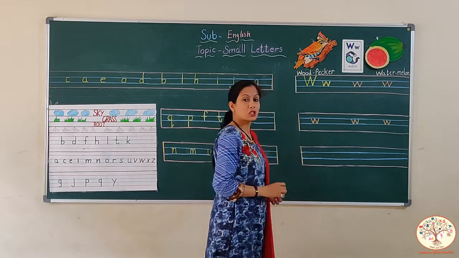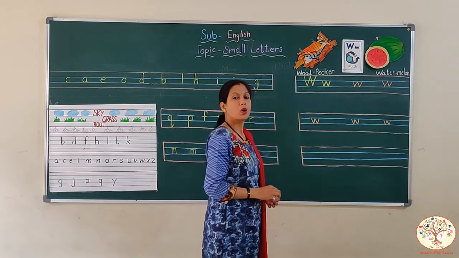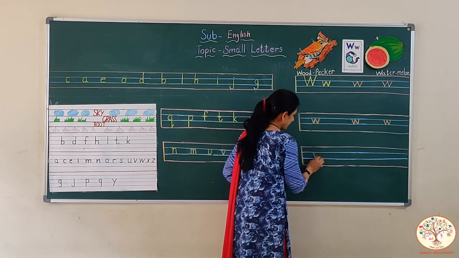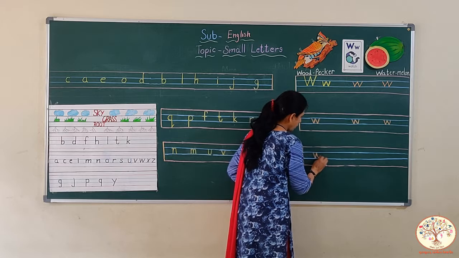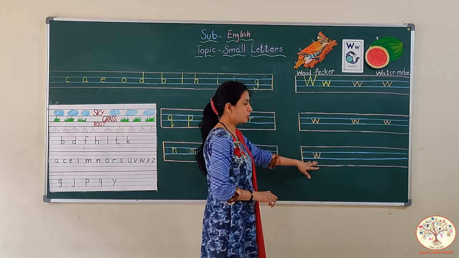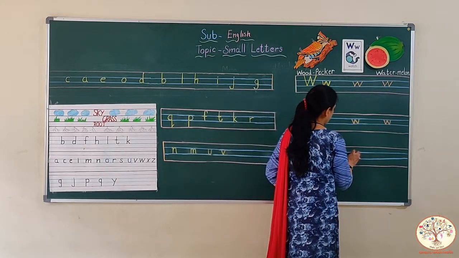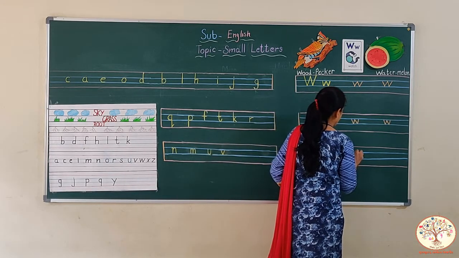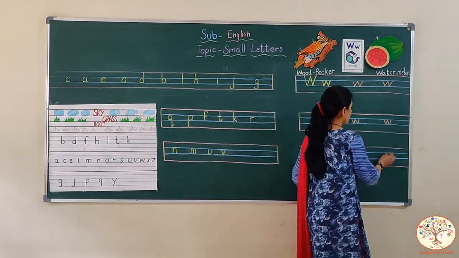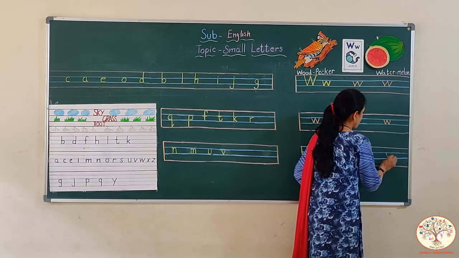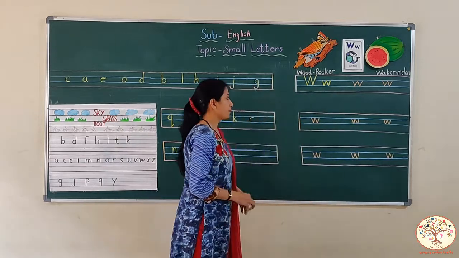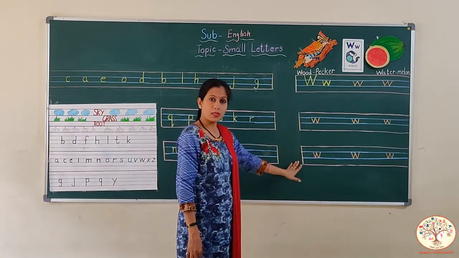Yes, this is small w. Once again, slanting line up, slanting line down, once again slanting line up. Okay, this is small w. Once again, W. Okay. Once again, slanting line come down, up. Small w. Okay. So this is small w.